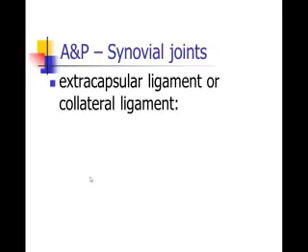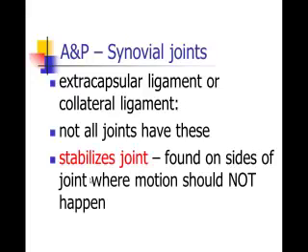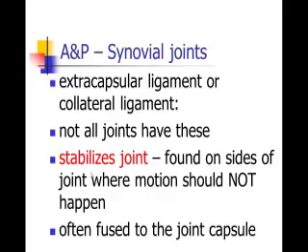So extracapsular ligaments or collateral ligaments, again, not all joints have those. They are also going to stabilize the joint, and they tend to be found on the sides of the joint where motion should not happen. So for example, the knee is a hinge joint functionally. There is a little bit of rotation at extreme extension, but mostly it's just a hinge joint, and so you want the joint to be able to flex and extend, but you do not want abduction, adduction, or rotation. So the extracapsular ligament helps prevent that.